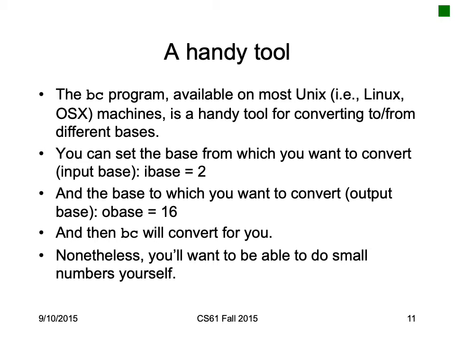So if you say ibase equals 2, that says I'm going to enter numbers in base 2 or binary. And then if you say obase equals 16, then that says that the output base is going to be base 16. Then you can type in a binary string, and it will print out a hexadecimal string. And you can set ibase and obase to anything you want. I'm going to demo that for you in a minute. For small numbers, learn to do those in your head, but if you really need to convert big numbers, BC is a great tool to use.